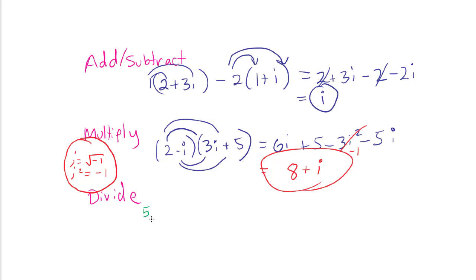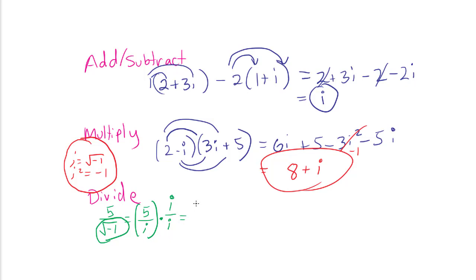What if I had 5 divided by i? Well, remember, i is the square root of negative 1. So this is basically the equivalent of 5 divided by the square root of negative 1. And we already know we need to rationalize the radicals. We can't leave the square root symbol, the radical, in the denominator there. So how do we get rid of that? Well, one way to do that is to multiply by i over i. Essentially, we're still multiplying by 1, so I'm not changing the value of my original expression.